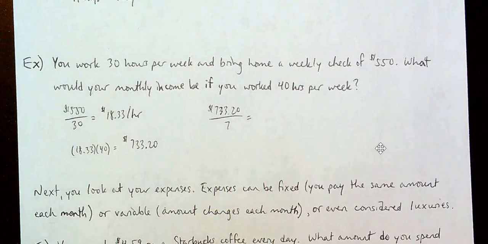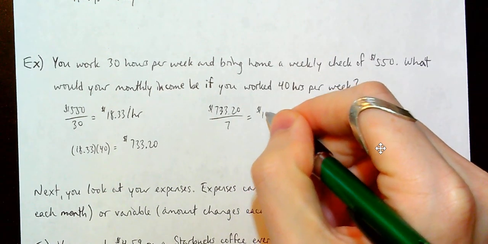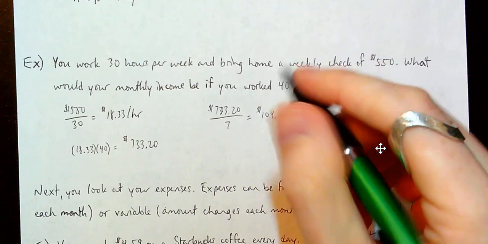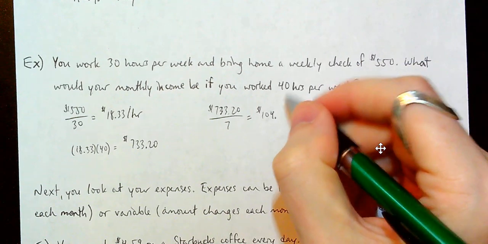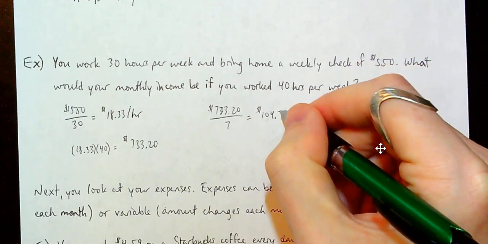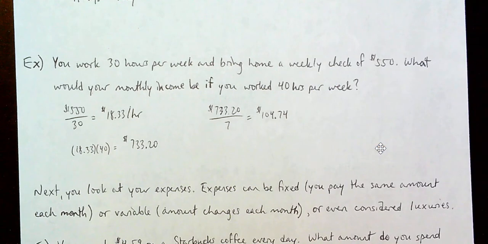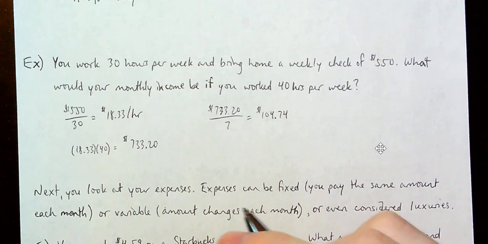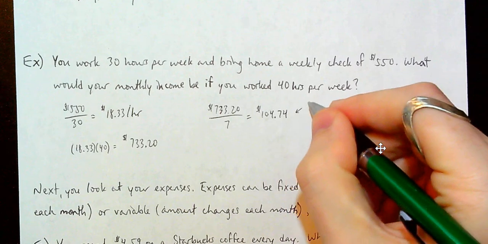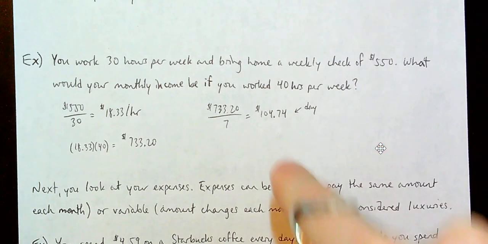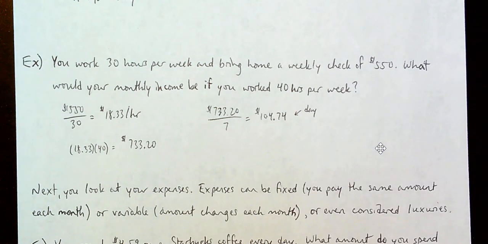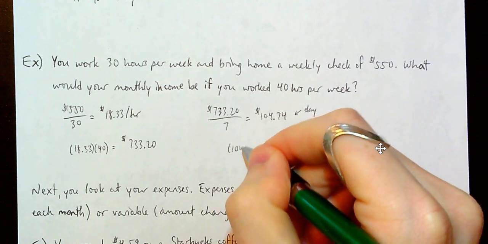So if I do $733.20 divided by 7, and again rounding to 2 decimal places, you get 104.74285 and so on. But rounded to 2 decimal places, that's just 104.74. So this is how much I make each day. Now take this number, multiply it by my 30 days in my month.